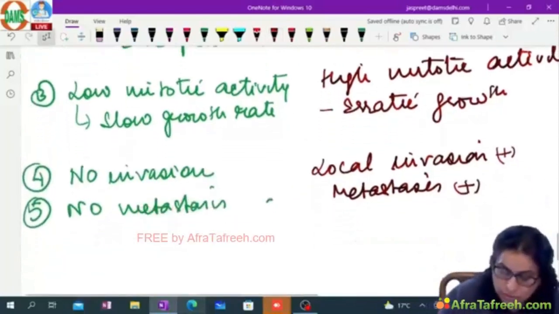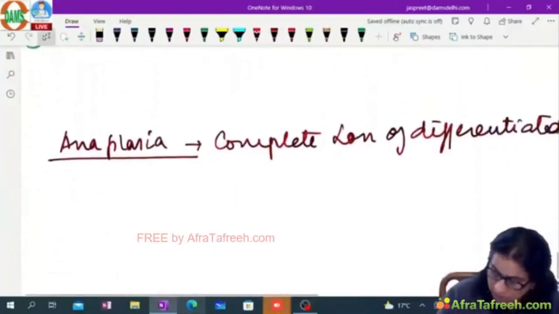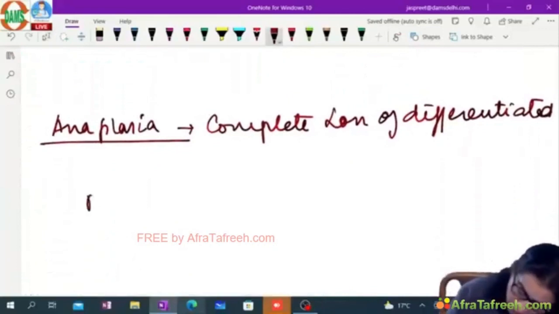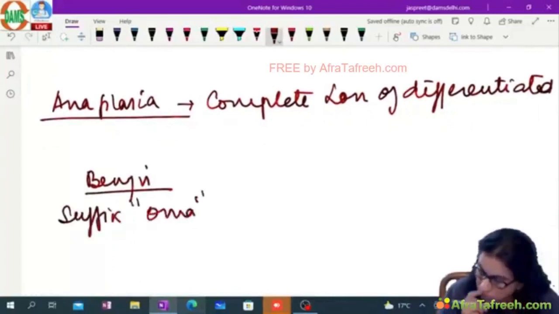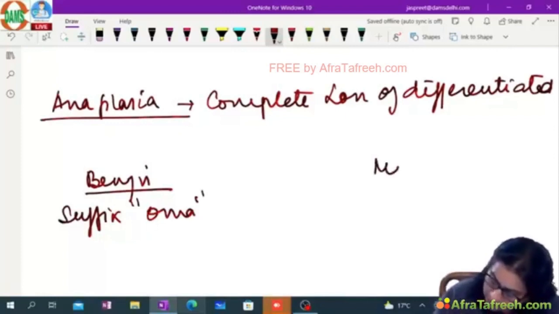Okay, now how do you name these tumors? So, nomenclature. Benign tumors usually have the suffix oma. Benign tumors have a suffix oma.